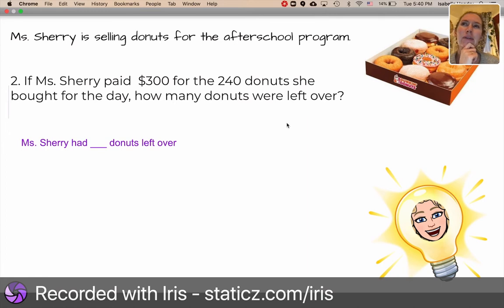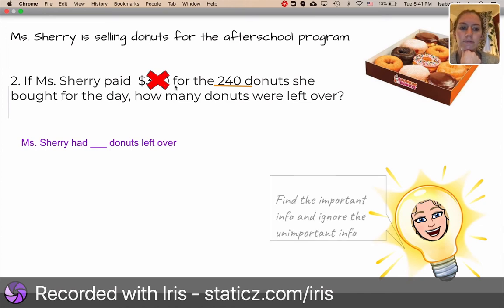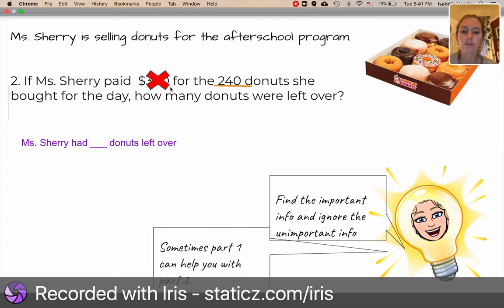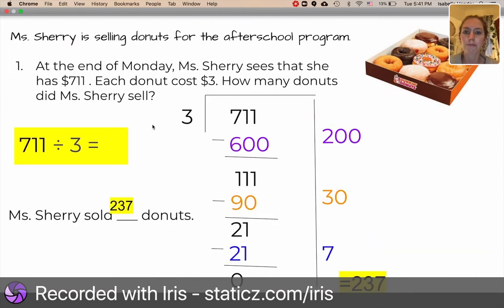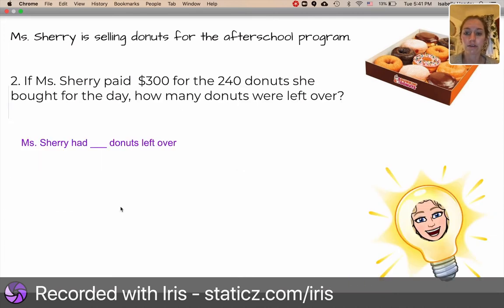So to find out how many donuts were left over, do I need to know the price? Not really. I need to know the number of donuts left over. So I'm going to ignore that information. And that's what we learned this week and last week. We find the important information and ignore the unimportant information. We also know that sometimes part 1 can help us with part 2. So if I go back and I look at question 1, she sold 237 donuts.